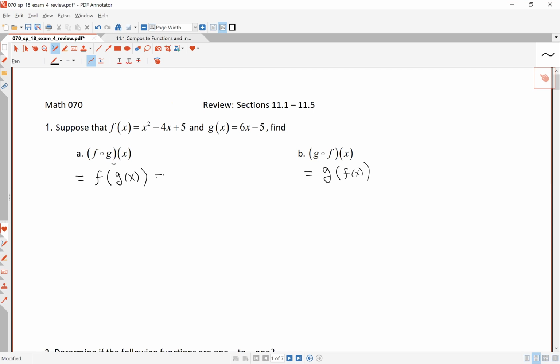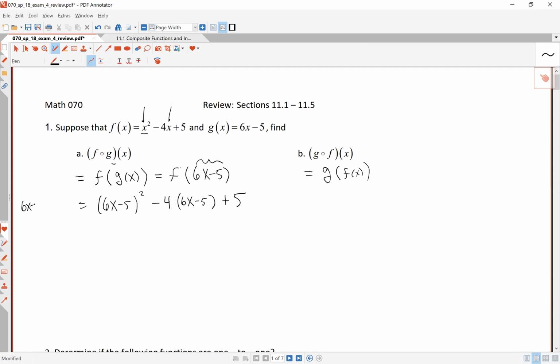And so if we put g into f, g is 6x minus 5. Putting this into f says we need to take it and put it where we see x. So we need to square it, subtract 4 times it, and then add 5 to that result. We're putting 6x minus 5 in for x in f of x. So we have 6x minus 5 squared minus 4 times 6x minus 5 plus 5.